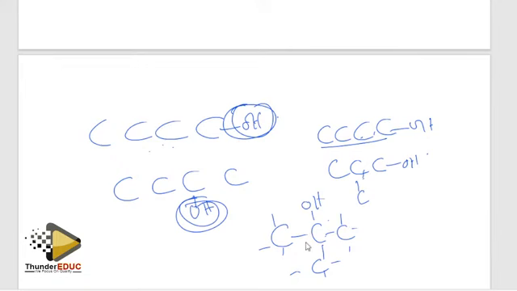So this, if I compare this with this, it's 1, 2. It's 1, 2. You see? So this and this, they are non-positional isomers because the functional group is on carbon atom number 2. Even if I count from this side, 1, 2, you understand? So it's still on carbon atom number 2. So this and this is a positional isomer.